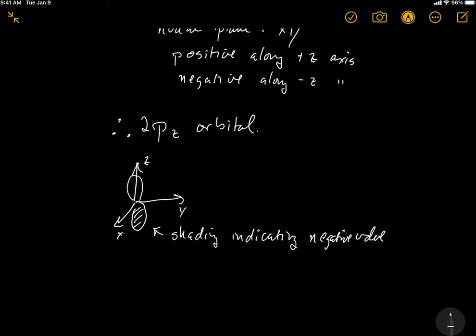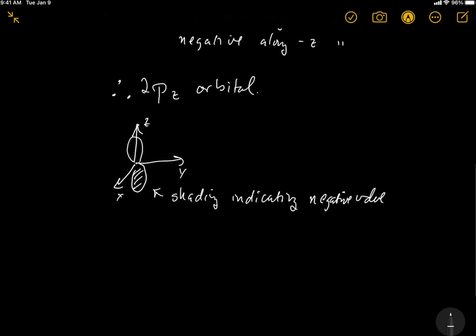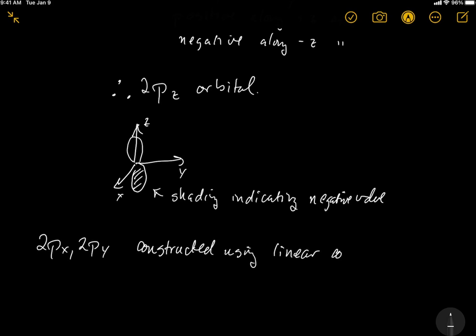Now, for the 2px and 2py, it turns out that the Y11 and the Y1 minus 1, the two spherical harmonics that we have left, don't neatly give you the 2px and 2py orbitals, and we actually have to construct them from linear combinations of the Y1 minus 1 and the Y1 1.